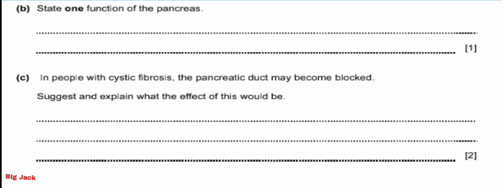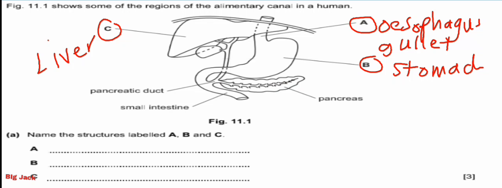Which is question C. It is saying, in people with cystic fibrosis, the pancreatic duct may become blocked. Suggest and explain what the effect of this would be. So let's see the pancreatic duct. At this point, that is where we have the pancreatic duct. Now, closely here, near the pancreatic duct, at this point, we are going to have the duodenum.